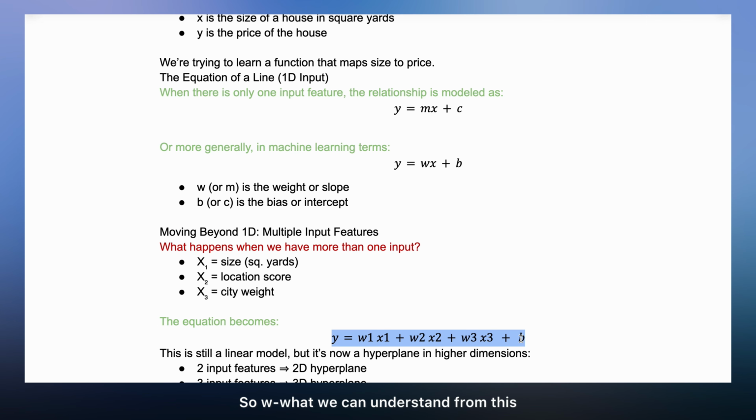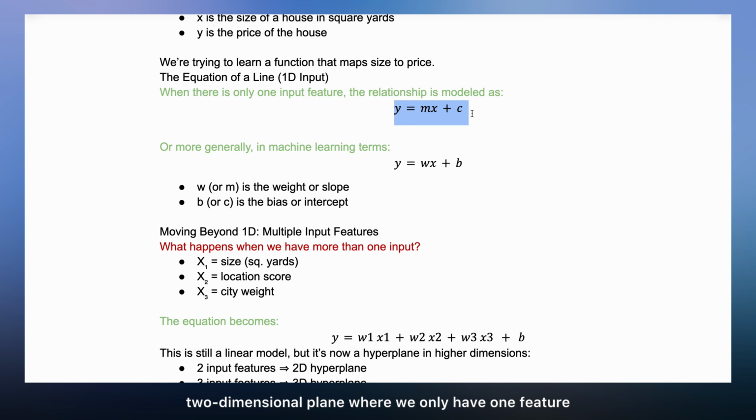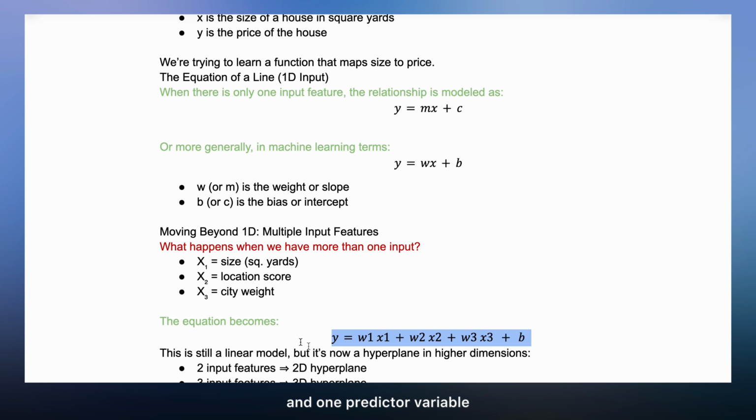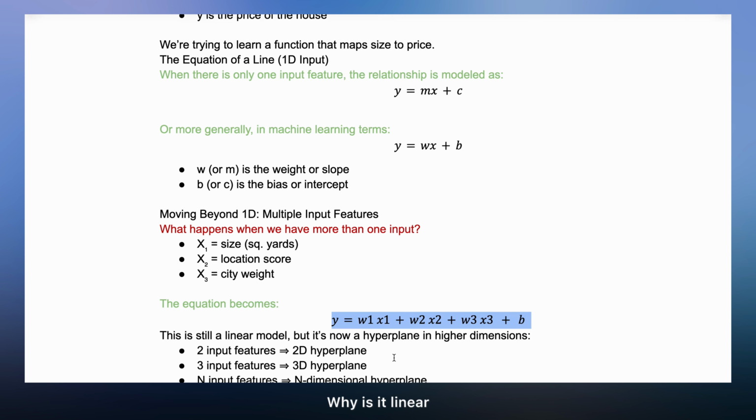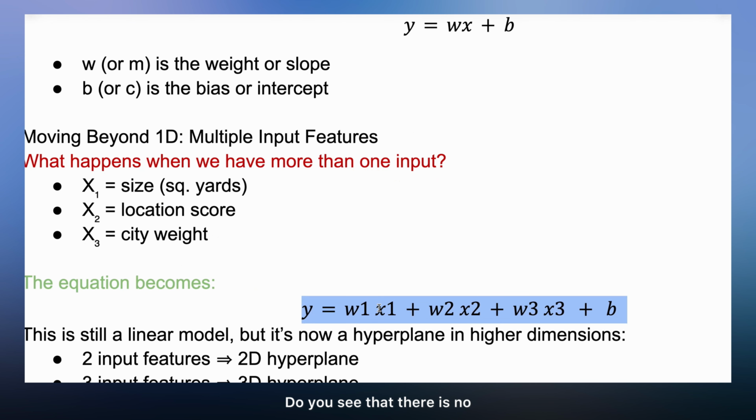That's it. So what we can understand from this, when we are talking about a specific two-dimensional plane where we only have one feature and one predictor variable, we call it a line. When we have n features and one predictor variable, we call it a linear model. Why is it linear? Do you see that there is no higher degree than 1 of a polynomial? The highest degree polynomial is 1, right? I don't have x1 square or x2 cube, right? That's why it is a simple linear model. I have no way to measure or model non-linearity in this equation, right?